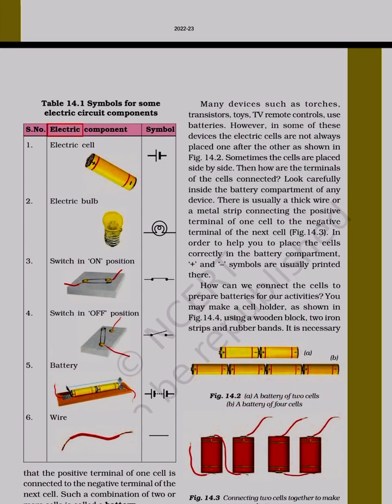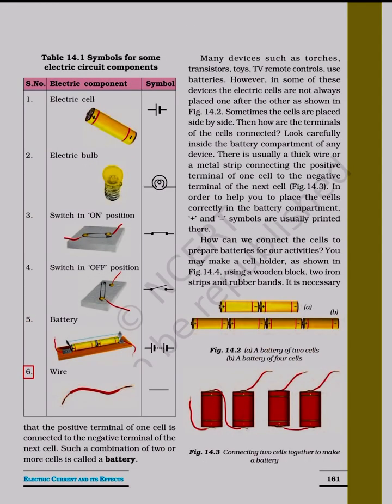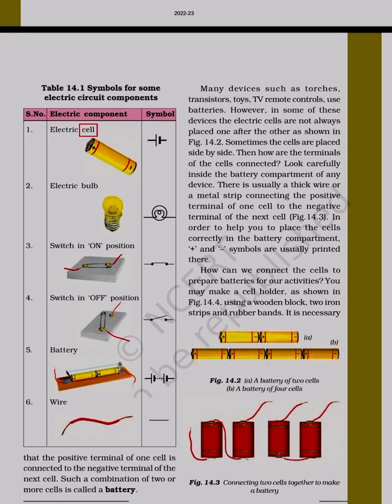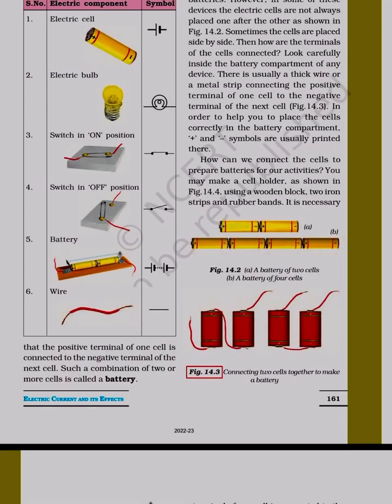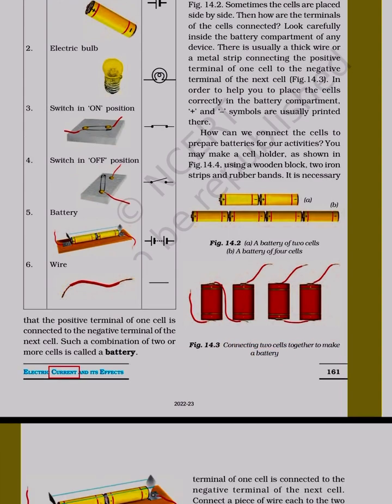S. No. Electric component. Symbol. 1, 2, 3, 4, 5, 6. Electric cell. Electric bulb. Switch in on position. Switch in off position. Battery. Wire. Figure 14.3 Connecting 2 cells together to make a battery.